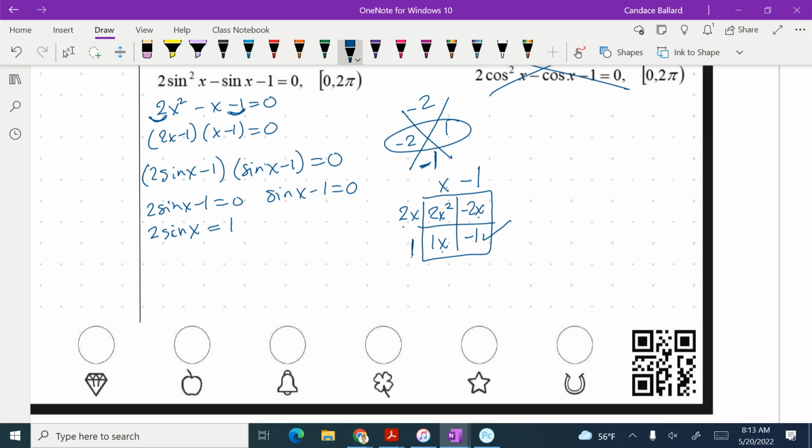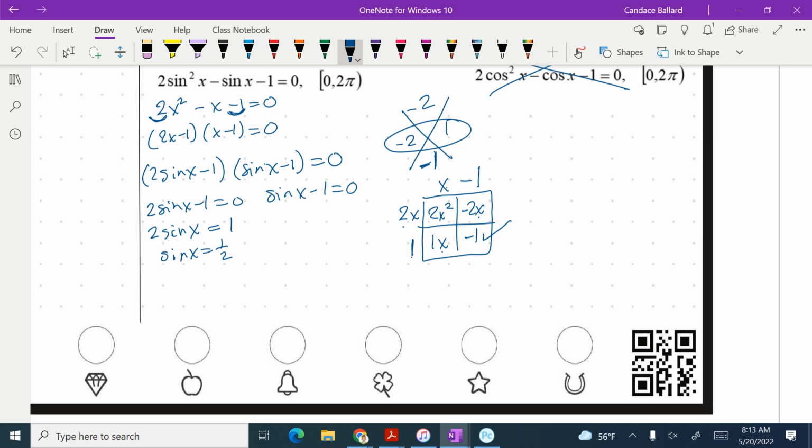Okay. I have a 2 hanging out in front, so what am I going to do to move that 2 to the other side? Good. So sine x equals 1/2. All right. Unit circle time, right? That's the new addition to this. All right, so is it the x value or the y value?